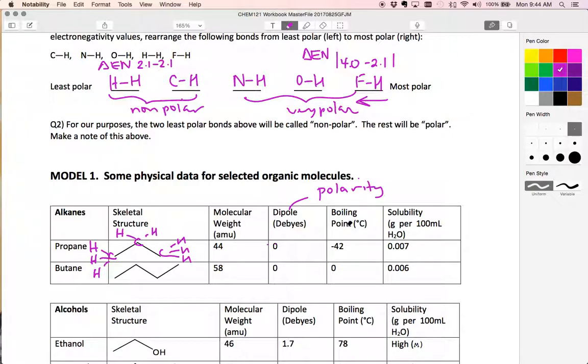And boiling point tells us the temperature at which this sample of molecules will boil. This one boils at 0 degrees C, this one boils at negative 42. And this is solubility, which means how many grams per 100 milliliters of water it will dissolve in water. So solubility in water: how well does it dissolve in water?